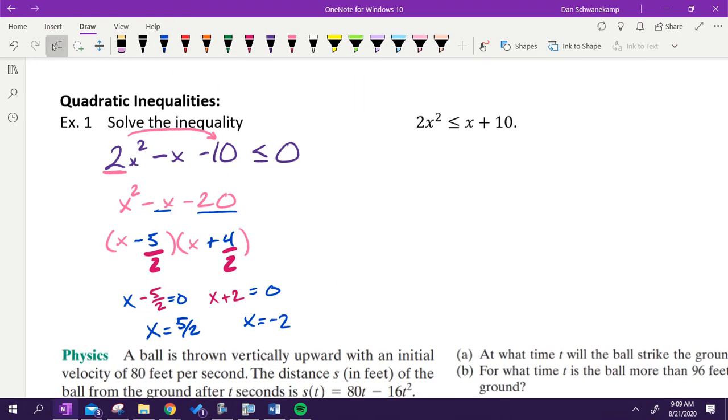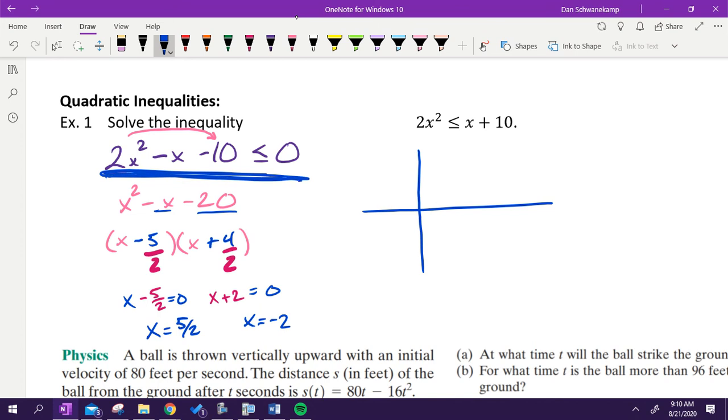All right, so that's not my answer yet because it was an inequality. I want to write my answer in interval notation. The best way for me to understand what's going on is to visualize a picture of this thing. Here's this graph right here. So let's go back to this graph. That thing right there needs to be less than or equal to 0. I know where it crosses the x-axis. It crosses the x-axis at 5 halves, so 2.5, and negative 2.